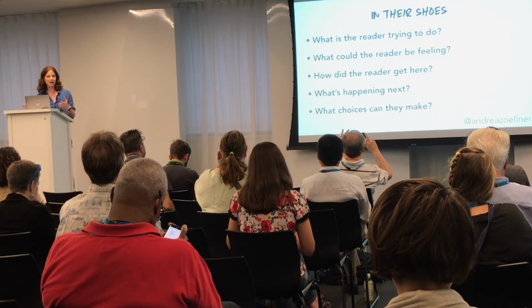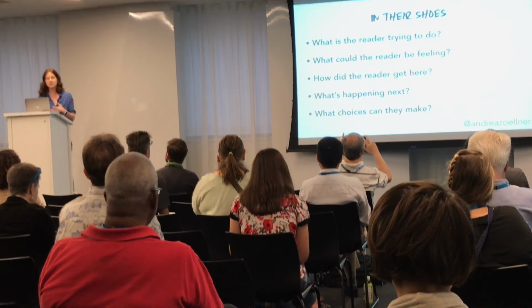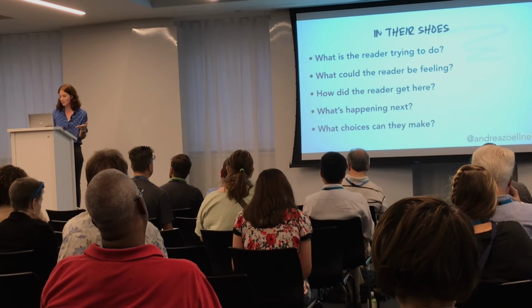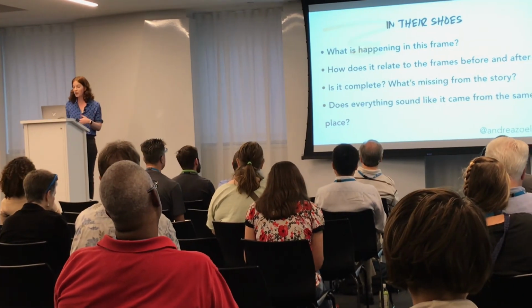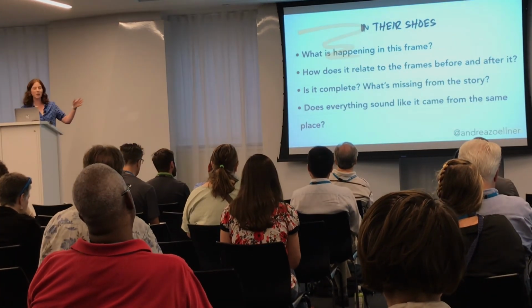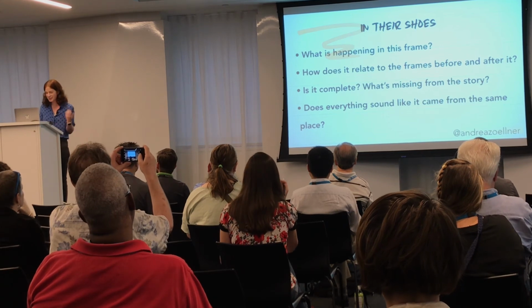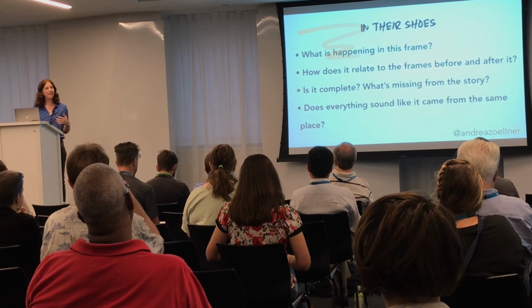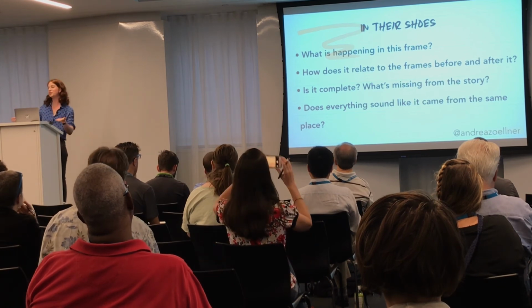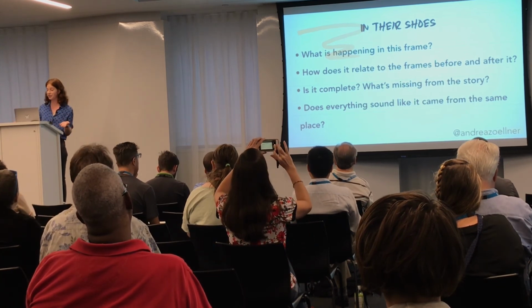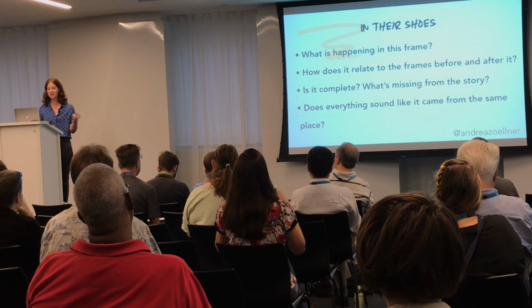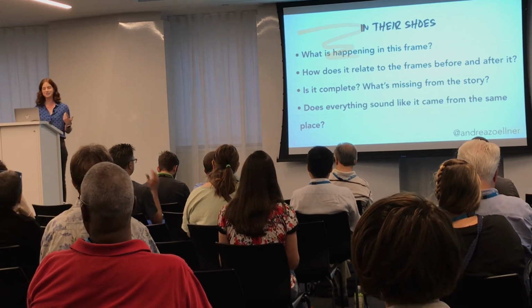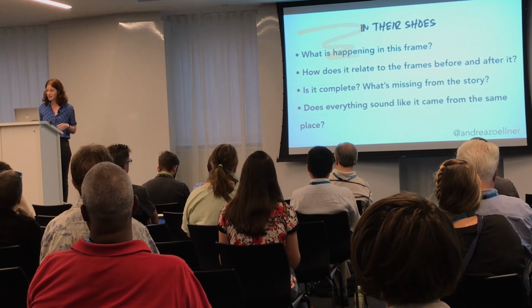How did they get there? Does this make sense? What's happening next? What kind of choices are offered to them in this screen? What is happening in this frame? I'll go through these pretty quickly, since you'll get the slides after so you can see them. How does it relate to the frames before? Is it complete? What's missing from this total picture? Again, big picture thinking. And does everything sound like it came from the same place? So is it consistent?